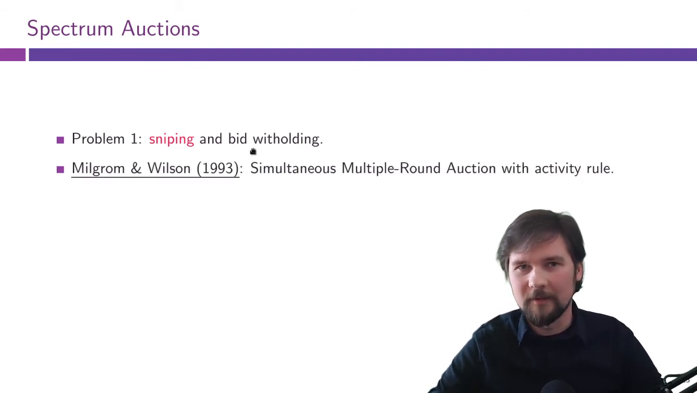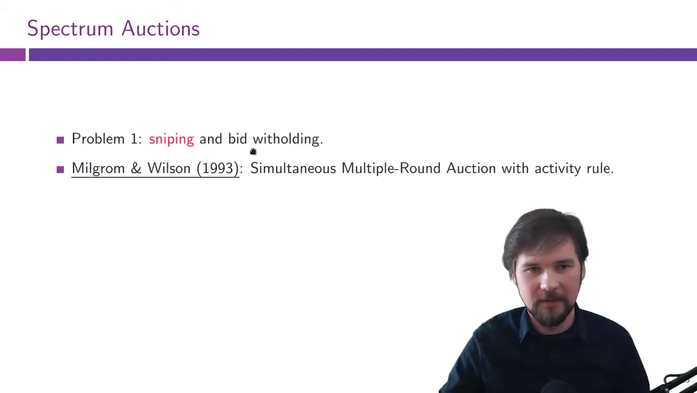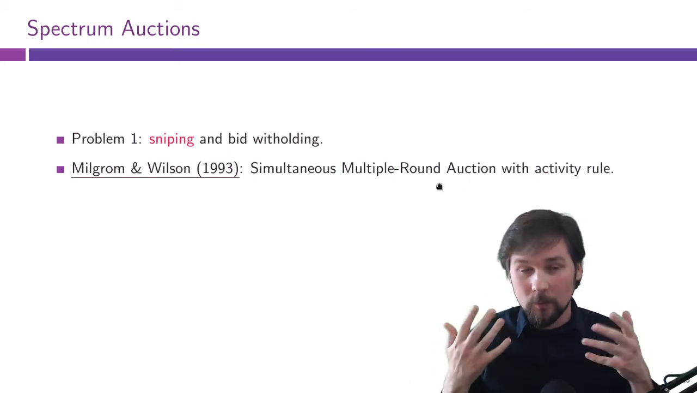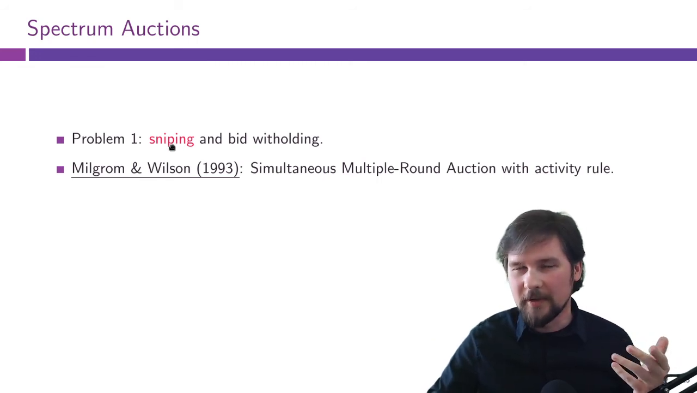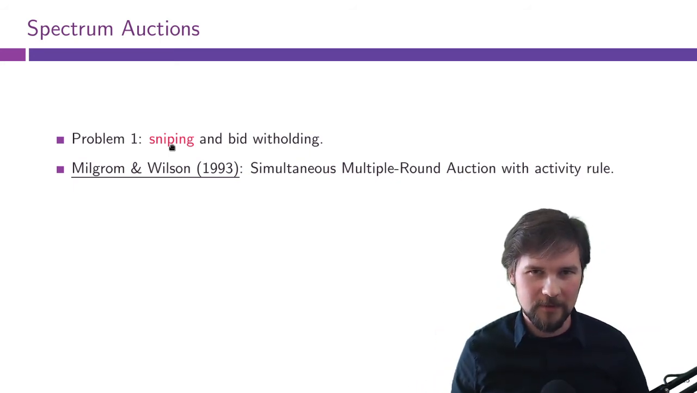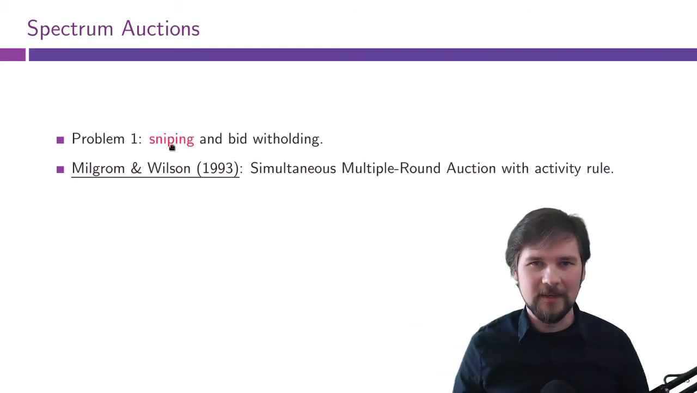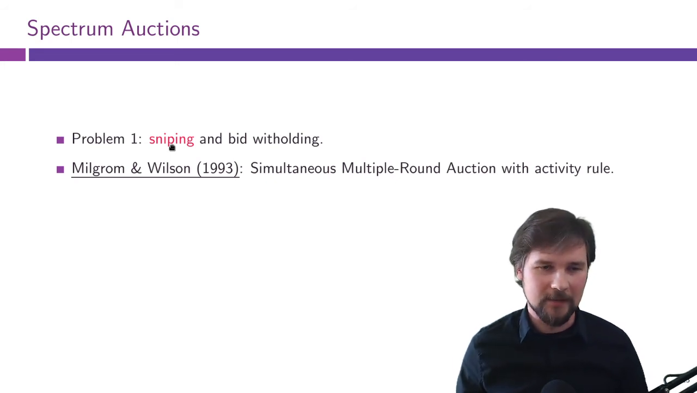So Milgrom and Wilson solved this by designing a special auction format that accounts for both of these. This is called the simultaneous multiple round auction with activity rule. So what does this entail? They thought there is no sniping if there is no last period. The idea is, if you bid in the very last second before the auction closes, then the deadline for the auction is automatically extended so that all other bidders have a chance to respond. Simple, yet elegant and effective.